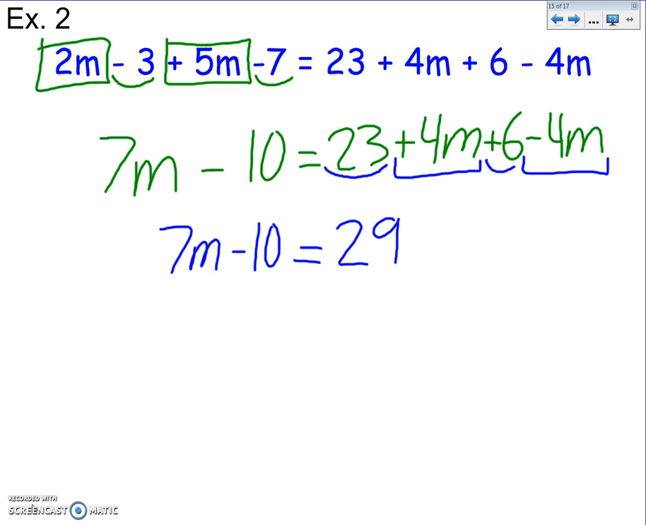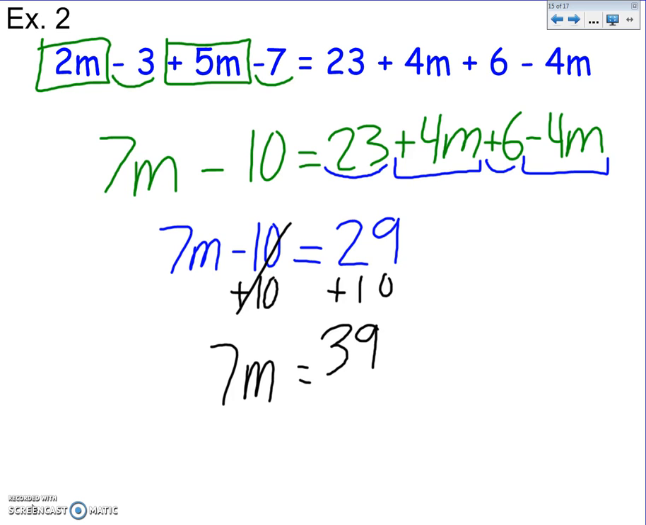So again, first move the number that's not attached to the letter, so I have to move this negative 10 by doing the opposite operation. Opposite of negative 10 is positive 10. Add 10 to both sides. I now have 7m equals 39.